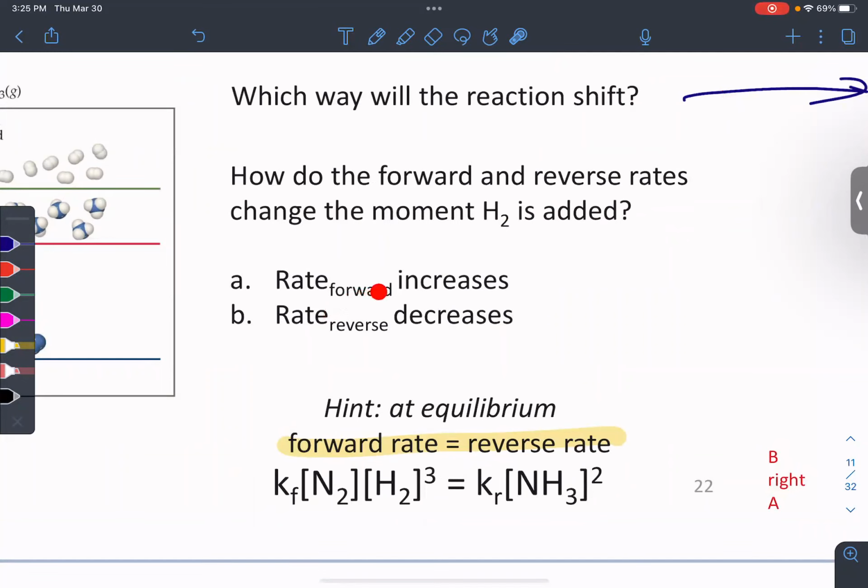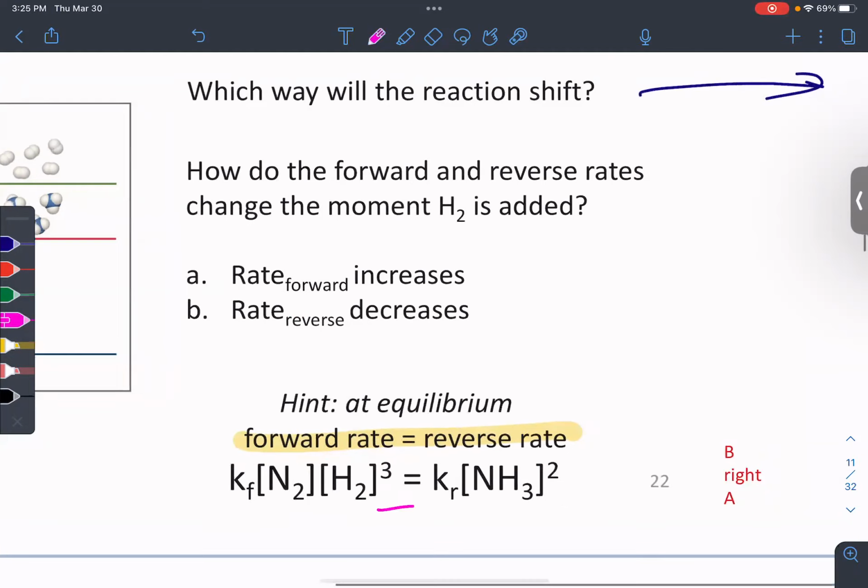Is it because the forward rate increases or because the reverse rate decreases? Look at the rate law. What are we changing at that moment? Hydrogen concentration. Where is hydrogen concentration? In the forward rate. So in that moment, because we've increased hydrogen, the forward rate becomes larger than the reverse rate for just that moment. All right, and that's because hydrogen's only in the forward rate law, right? And that's why the reaction does shift forward.